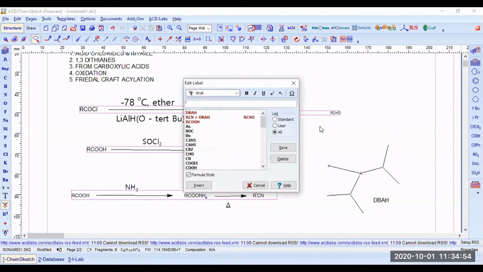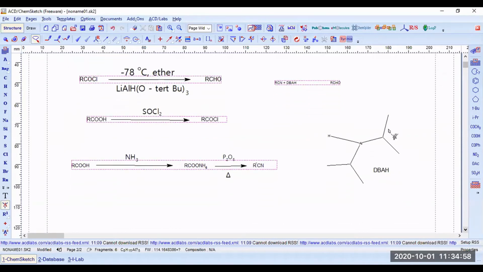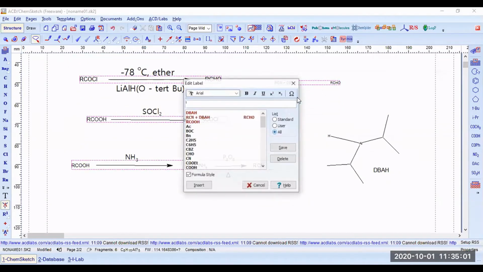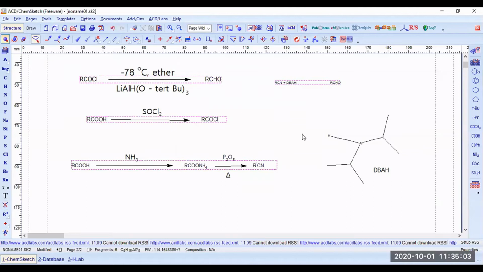You keep in mind DIBAH selectively, if you want to get aldehydes from this compound. What are we using? DIBAH. This DIBAH is a selective reagent which is converting alkyl nitriles to aldehydes. You keep in mind DIBAH is diisobutyl aluminum hydride.